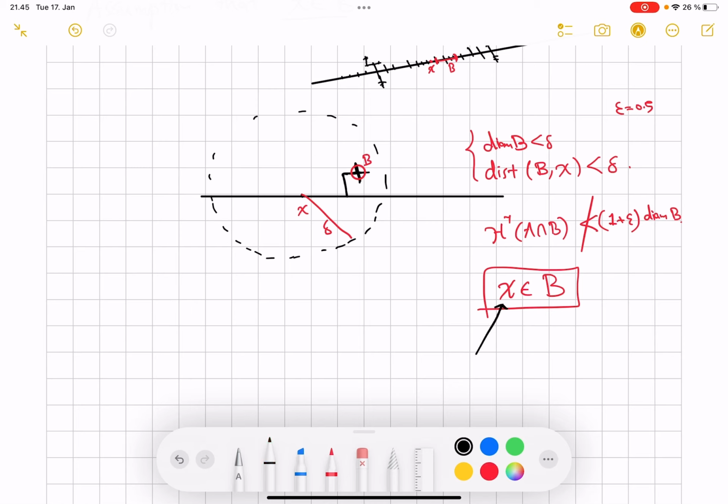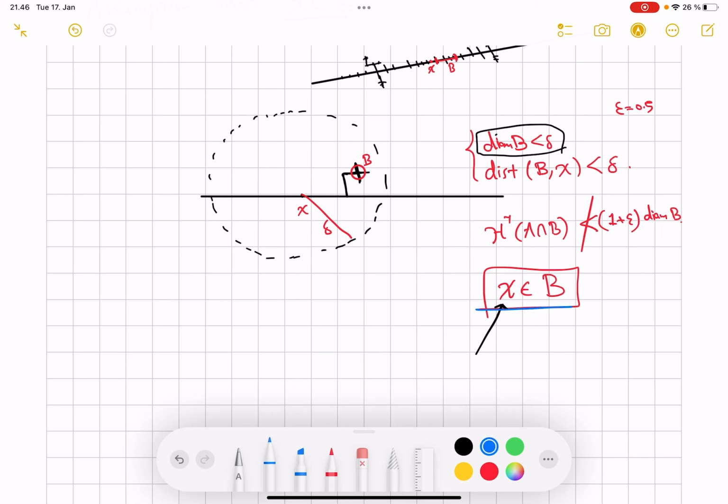This is saying that you can take balls, if you want to take them smaller in diameter, your diameter has to be less than delta, but doesn't have to be as big as delta. It can voluntarily become way smaller than delta. So you require this, but maybe the diameter of B is actually 100 times smaller than delta.